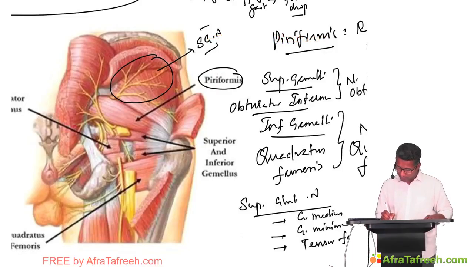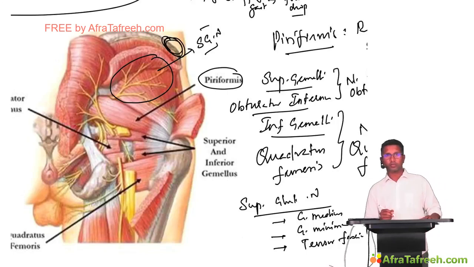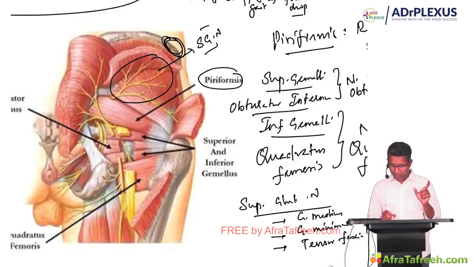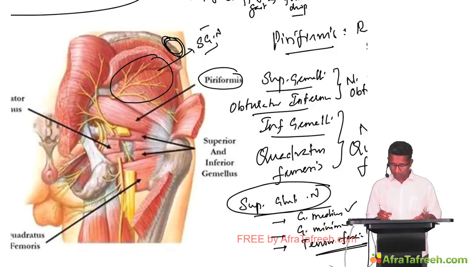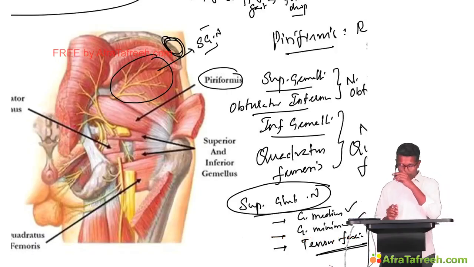So there is a muscle called tensor fascia lata. That muscle takes origin from here, from the anterior 5 cm of the iliac crest. So please remember, the superior gluteal nerve gives nerve supply for gluteus medius, gluteus minimus, and it also gives nerve supply for tensor fascia lata. So please remember the superior gluteal nerve.